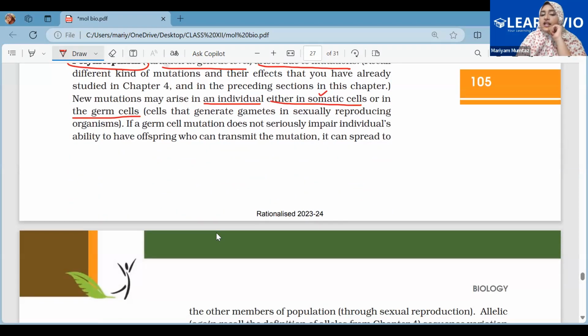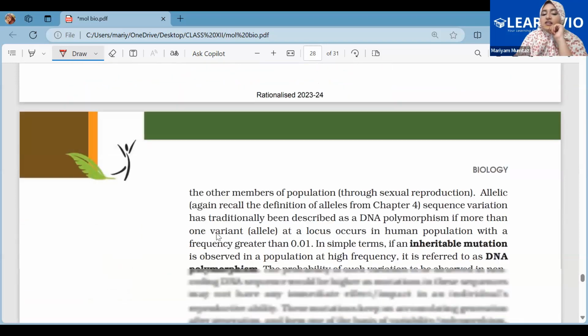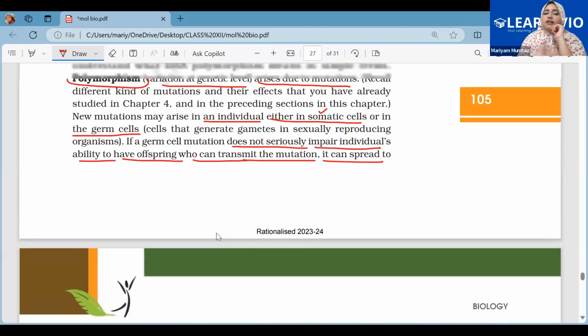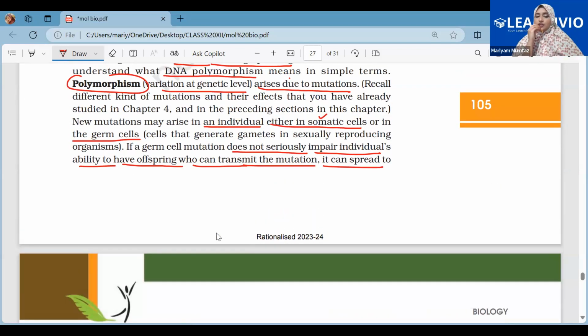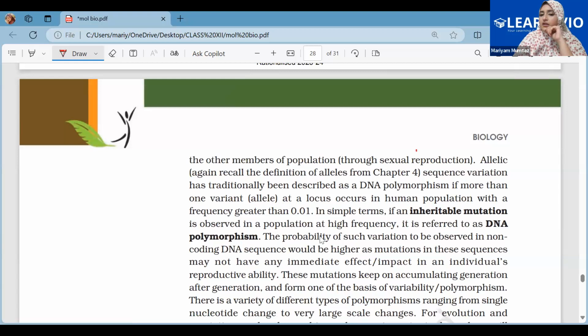Now, if a germ cell mutation does not seriously impair the individual's ability to have offspring who can transmit the mutation, then it can spread to the other members. Meaning, let's just say that during the reproduction process there was some kind of mutation in the gamete, but that mutation was not deadly or negative. Since it was not, it got inherited from the parent to the offspring. So it can spread to the population through sexual reproduction. Clear?